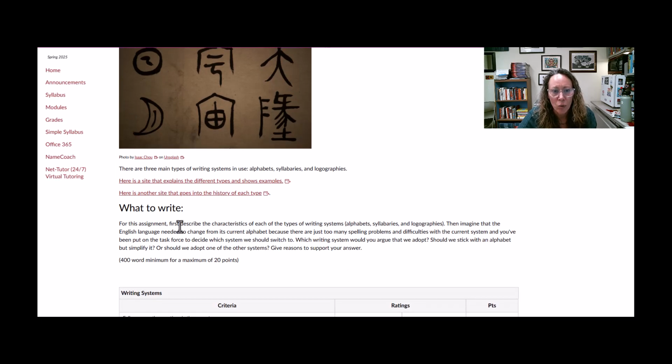And then what you're going to do is think about if English needed to change its writing system. Okay, so a lot of people are complaining English spelling is too hard. We need to get rid of our alphabet. Which type would you choose that you think would be a better way to write English? Maybe your answer is we're just going to stick with the alphabet because it is the best, but I really want to know what you think about that.